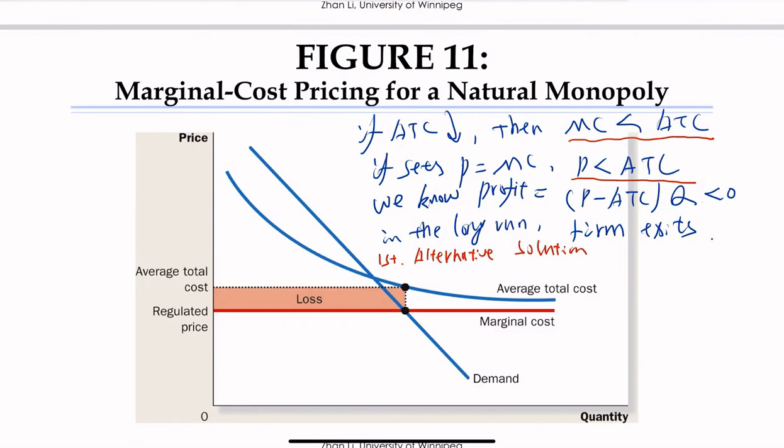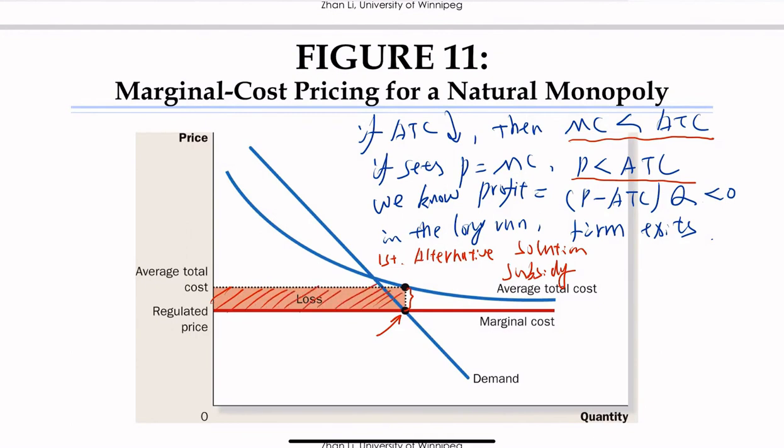The firm can use a subsidy, right? For example, let's look at this picture here. Here, the firm sets price equal to marginal cost. That is, we're looking at this point here. Right? Price equals marginal cost. And you can see that price is actually smaller than ATC. So there is some loss.